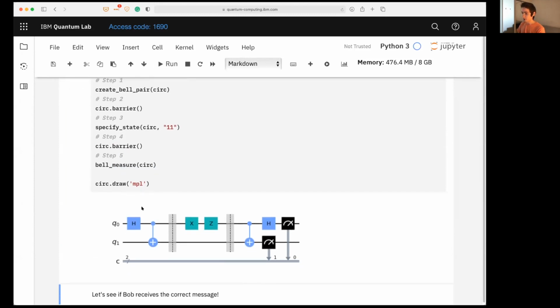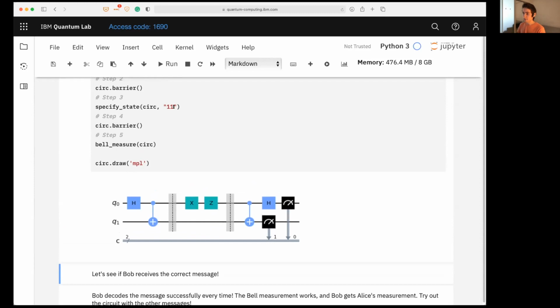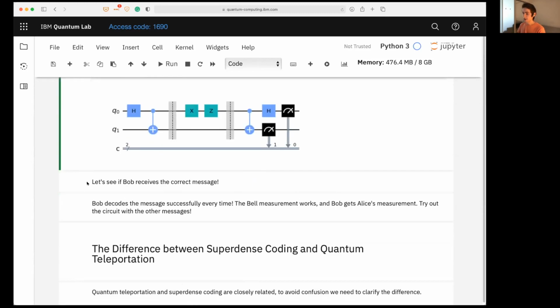If I run this, we will see our full superdense coding circuit right here. So again, we have steps 1, 2, 3, 4, and 5 from left to right. And if you just look at this circuit, it looks pretty complicated, right? But hopefully, as we've broken it down into steps, you have some understanding of what's happening at each stage of this circuit. So the only thing left to do is to simulate this and see if we get the correct answer. The message that I've tried sending here is 1, 1. Let's see if that's what Bob gets.